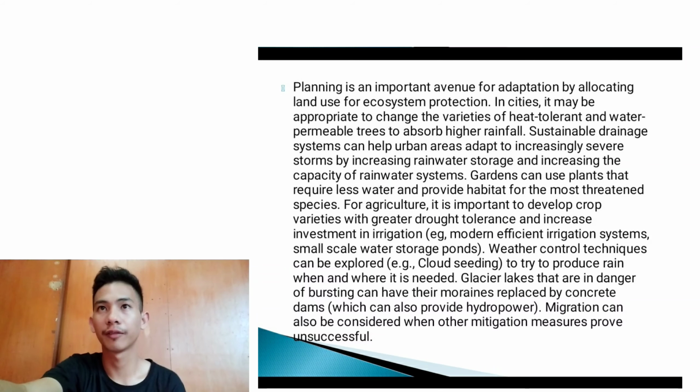Planning is an important avenue for adaptation by allocating land use for ecosystem protection. In cities, it may be appropriate to change the varieties of heat-tolerant and water-permeable trees to absorb higher rainfall. Sustainable drainage systems can help urban areas adapt to increasingly severe storms by increasing rainwater storage and increasing the capacity of rainwater systems. Gardens can use plants that require less water and provide habitat for the most threatened species.